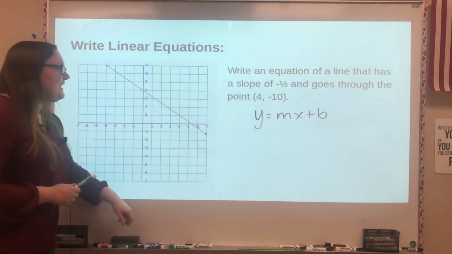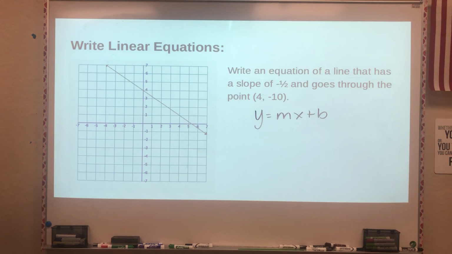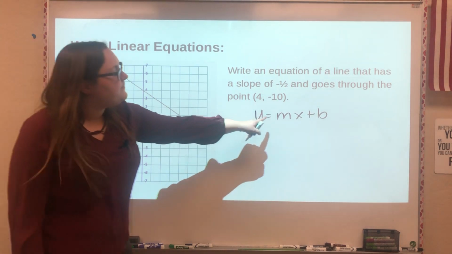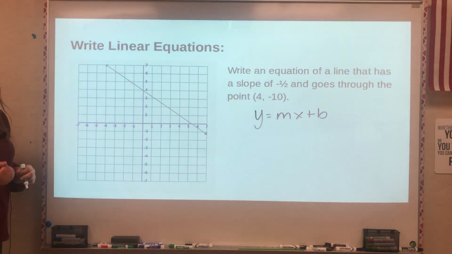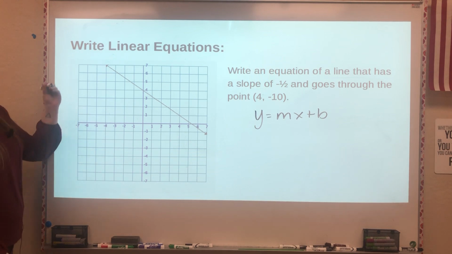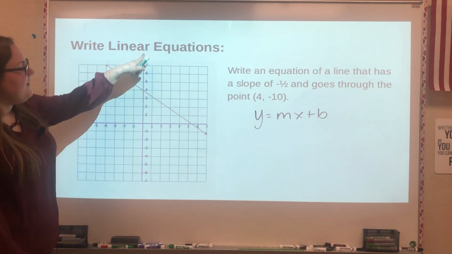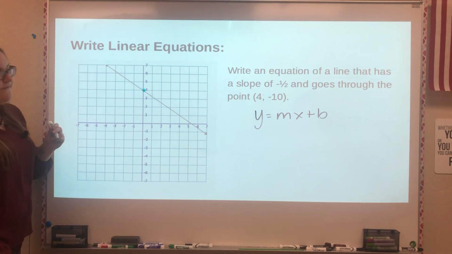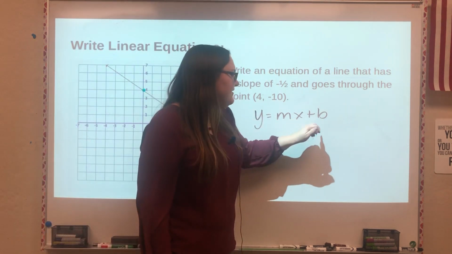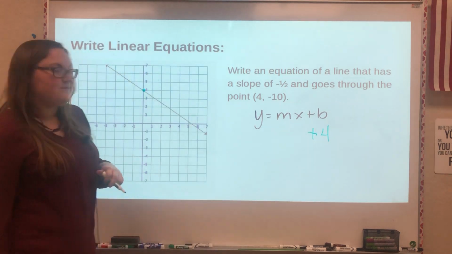When you are looking at this line, we said there's two things you need. You need your slope and you need your y-intercept. I'm going to start with that y-intercept. Y-intercepts are the points where the line crosses the y-axis. Here, this line is crossing our y-axis at this point here, which is the point 4. So that tells me my y-intercept is going to be plus 4.